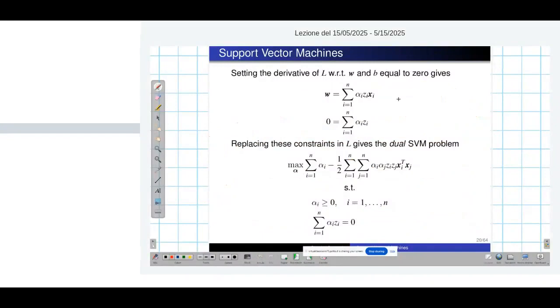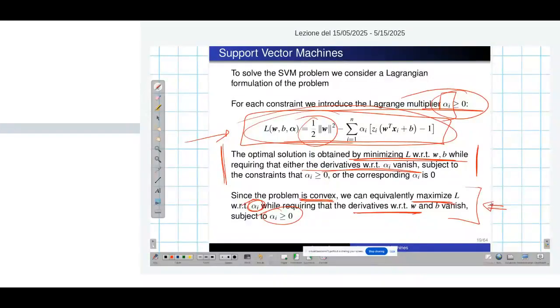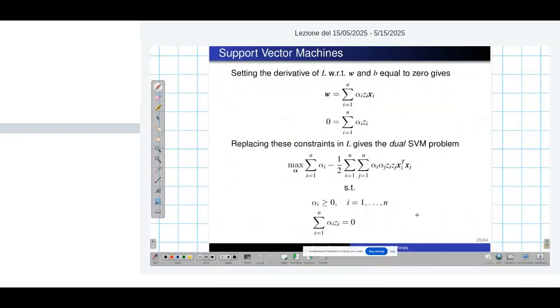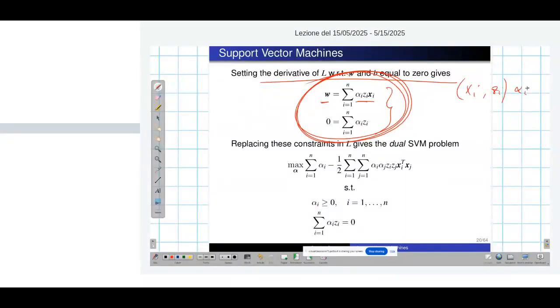What does it mean? Let's look at the second way to solve the problem. We can find an optimal solution by maximizing this Lagrangian with respect to the alpha, the Lagrange multipliers, while requiring that the derivatives with respect to w and b are 0. Let's take the derivative of the Lagrangian with respect to w and b. These are the expressions that we would obtain. For the derivatives to vanish, we need that w is equal to the sum over i of alpha i zi xi. What are these? Xi is the ith sample with associated label zi, and alpha i is the corresponding Lagrange multiplier.